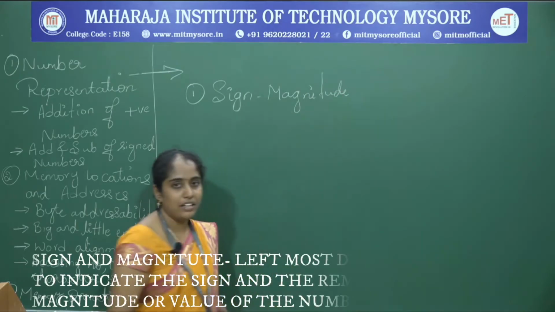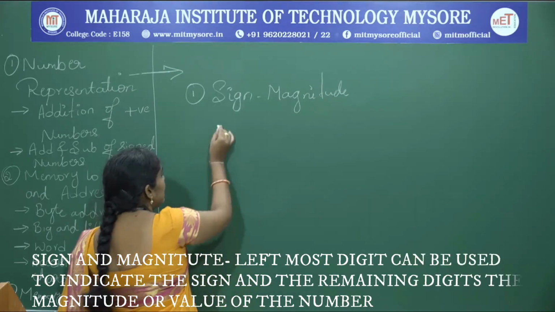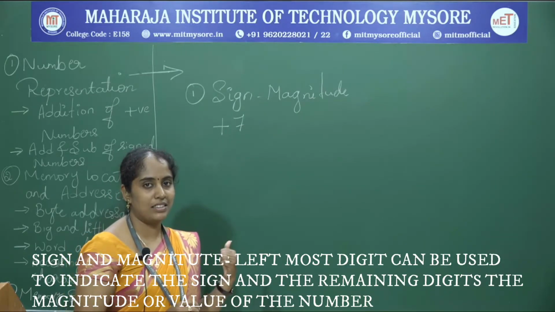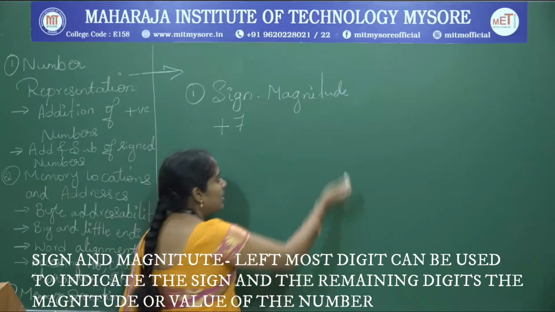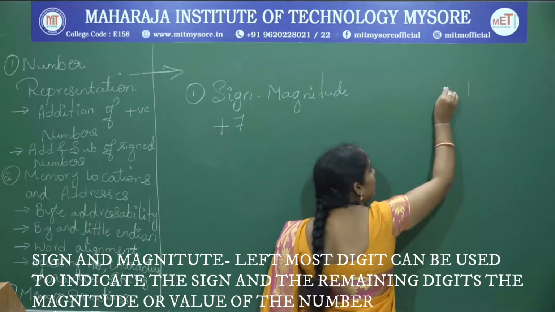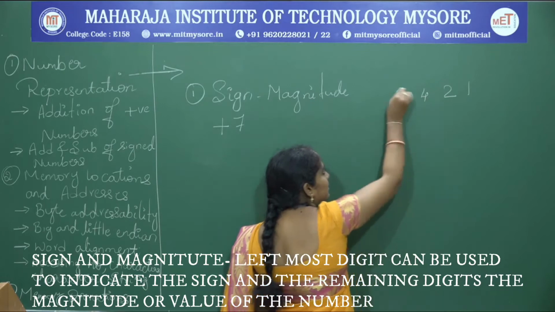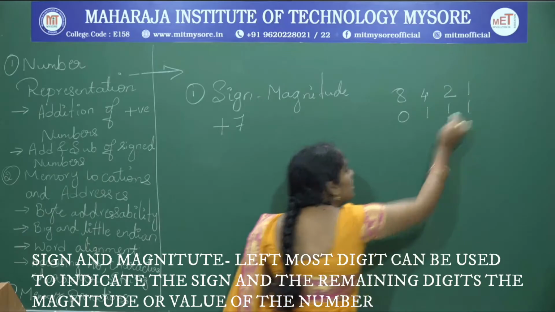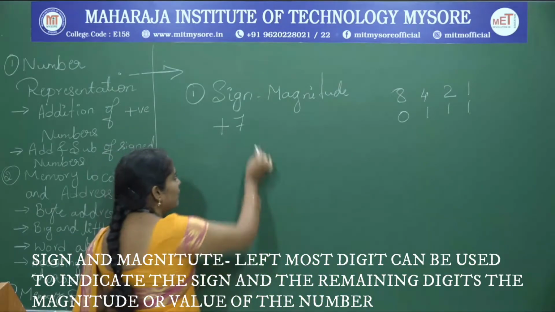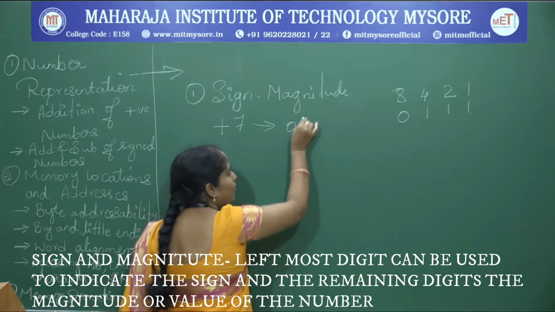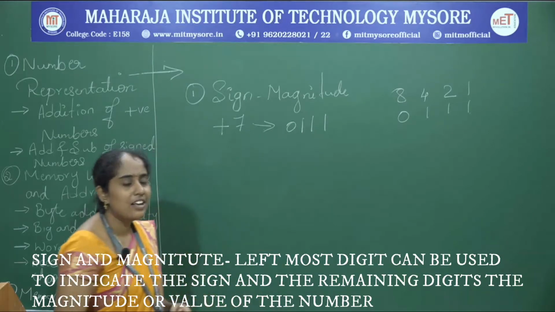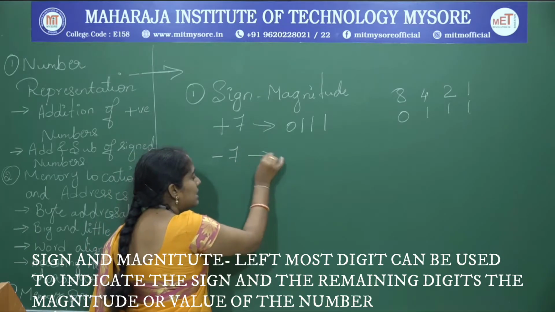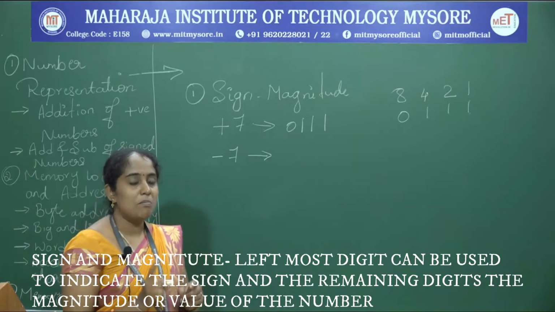In the sign and magnitude system, say for example plus 7, how do we represent it? We know the 1, 2, 4, 8 system. So 7 is 0, 1, 1, 1. In sign and magnitude, plus 7 is also represented as 0, 1, 1, 1. But for a negative number, say for example minus 7, how do we represent it?